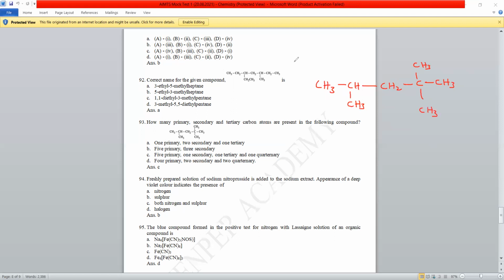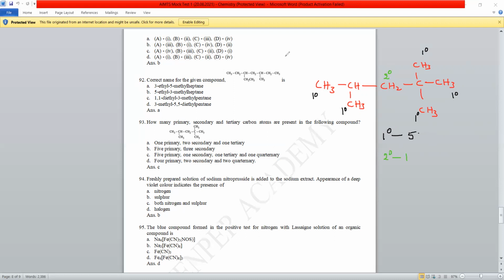So let's see here. This carbon is directly connected with only one carbon, so this is primary, this also primary, and this also primary, and this also primary, and this also primary. Total primary carbons, how many do we have here, students? 5 primary carbons. Secondary, only one secondary carbon we have here.